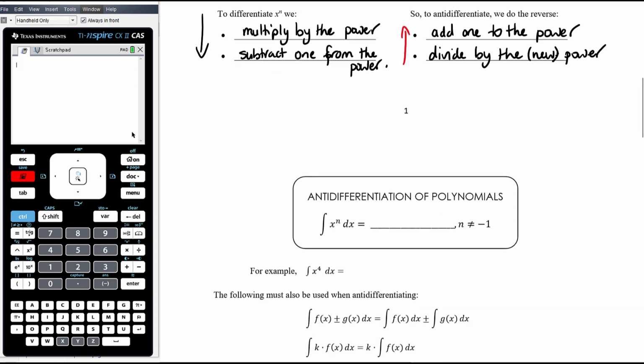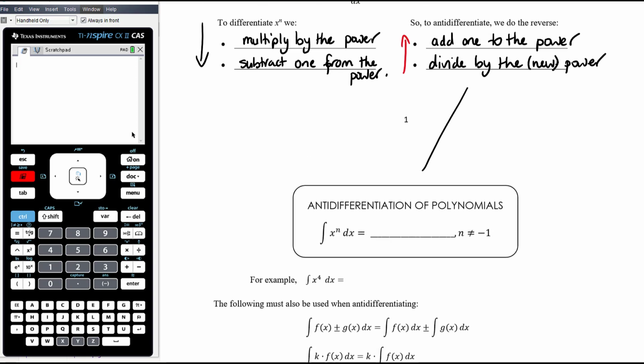Okay, so antidifferentiating, let's summarize that here then. So the antiderivative of x to the power of n, we're going to add 1 to the power, so it'll be x to the power of n plus 1. And then divide by that new power. The other way we could write that is 1 on n plus 1 times x to the n plus 1. So sometimes it's neater to write it that way, sometimes it's neater to write it the other way. And don't forget, plus c.